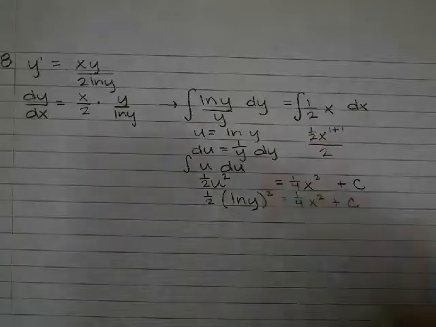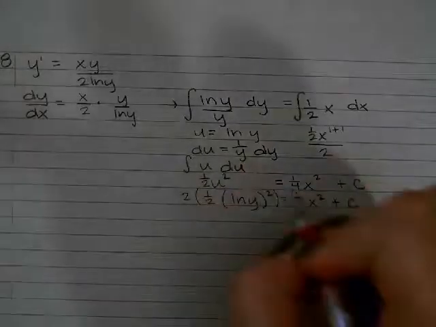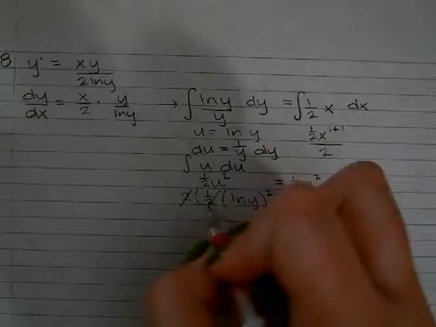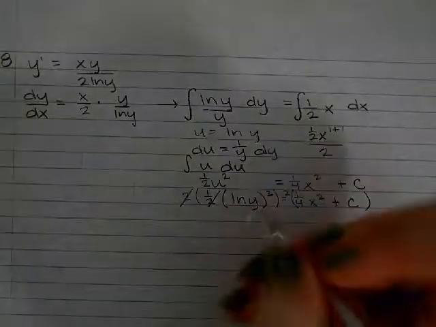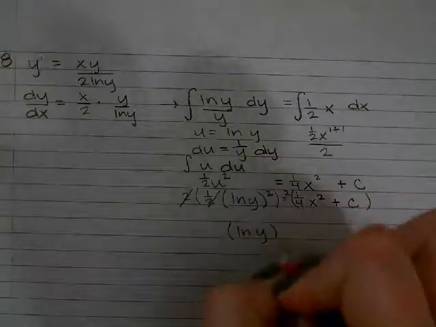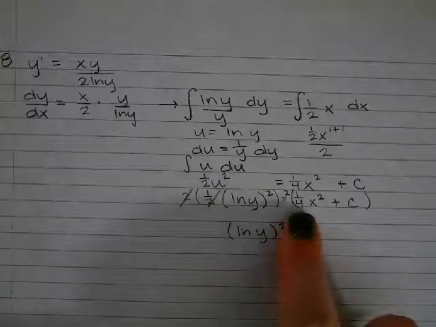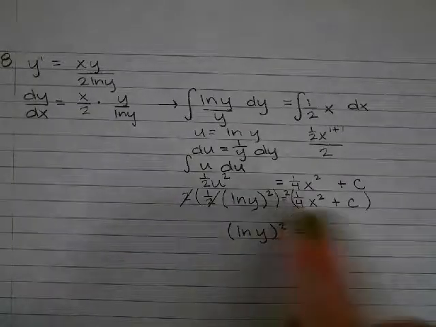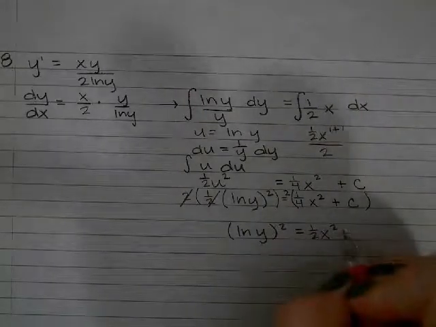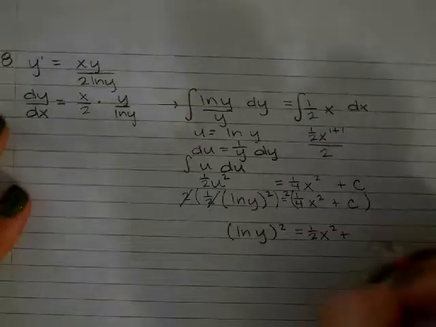Okay, so times 2. All right, so those cancel. So we have ln y squared equals, and then what happens when I take 1/4 and I multiply it by 2? 1/2 x squared. And if I take a constant and multiply it by 2, what happens? It's still a constant, so I'll still write it as plus c.